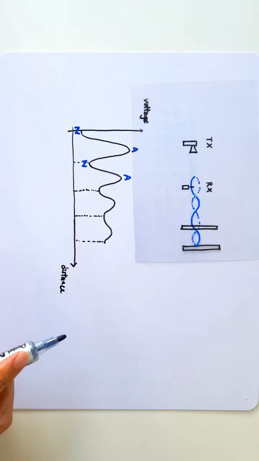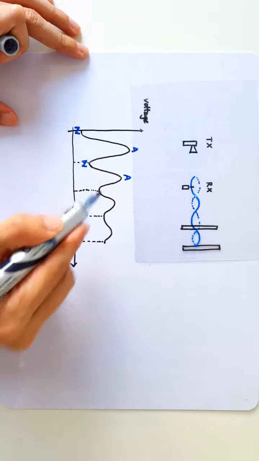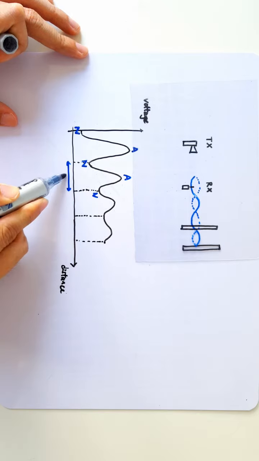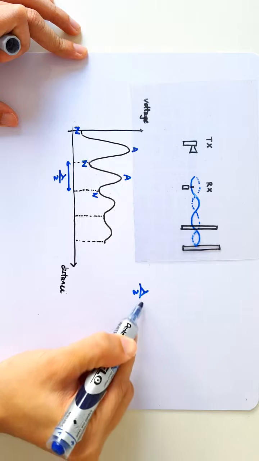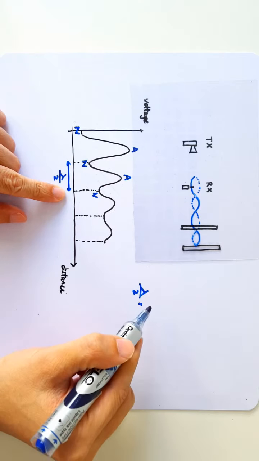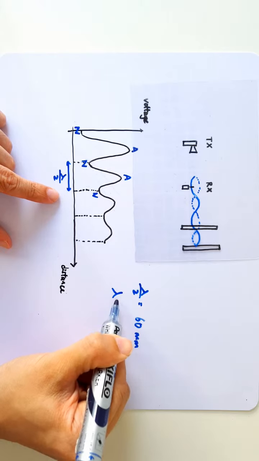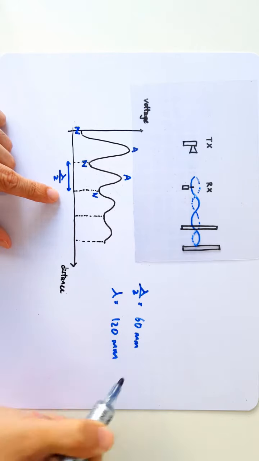But actually to solve this question, all you need to know is the position between two nodes or two antinodes corresponds to half a wavelength, right? So half a wavelength, if you look at the graph, this will be 60 mm. So that tells you that the wavelength is actually 120 millimeters.